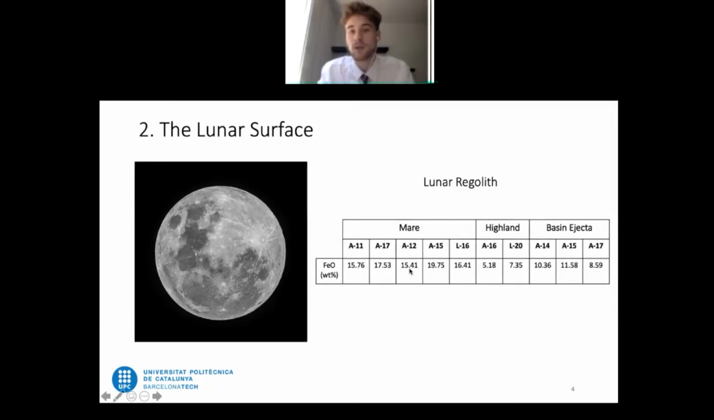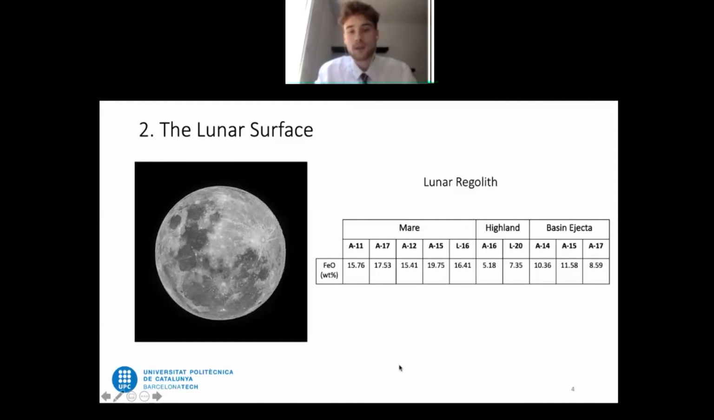As we can see, there's three different types of lunar soils. We have the mare, highland, and basin ejecta. By viewing this image here, we can see that the mare represents these darker proportions of the moon's surface. These highlands represent this lighter area, and is effectively more of a rough terrain due to all of the impact craters from meteorites.